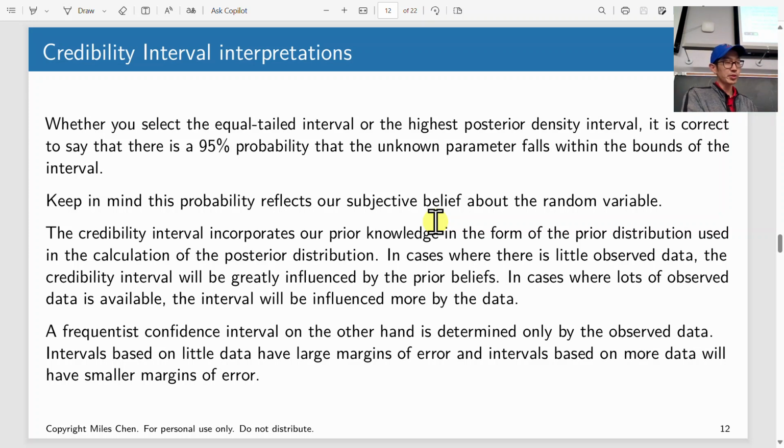And what we saw, and this is just the case for all of Bayesian stats, is that in cases where you have little observed data, your credibility interval, or basically your posterior distribution, is greatly influenced by your prior beliefs. So if you only have a little bit of data, you're going to rely more heavily on your prior beliefs and what you're expecting in the beginning. As you get more and more data, in cases where lots of data is available, then the interval is more influenced by the data.